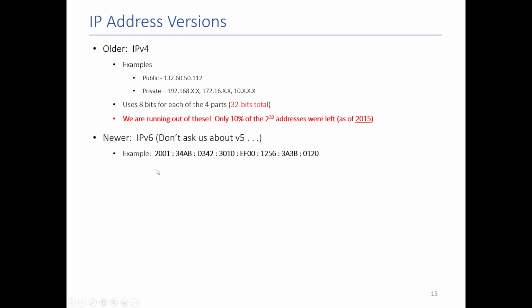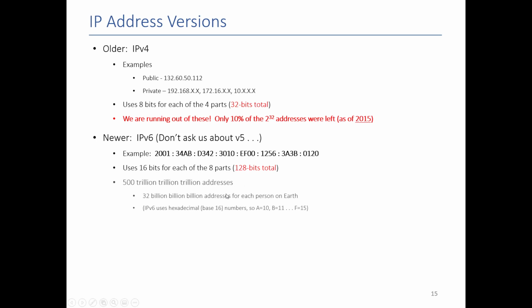So this is IP version 6. This is what one of those addresses looks like. It doesn't quite flow off the tongue. Each one of these represents a 16-bit number, and there are 128 bits in an IP version 6 address. So 2 to the 128, in case you didn't know, is a ton of addresses. It's enough to give everyone 32 billion addresses and have plenty to spare.